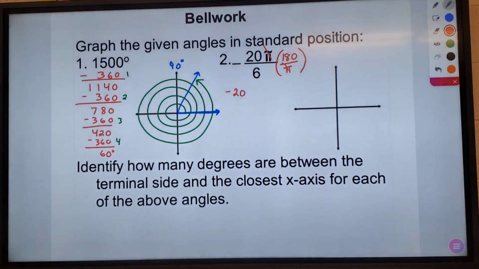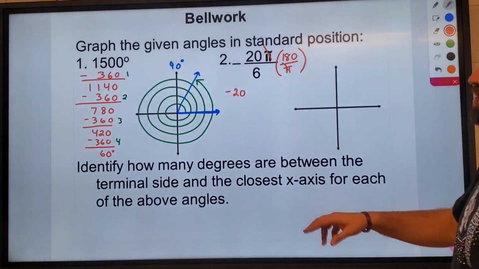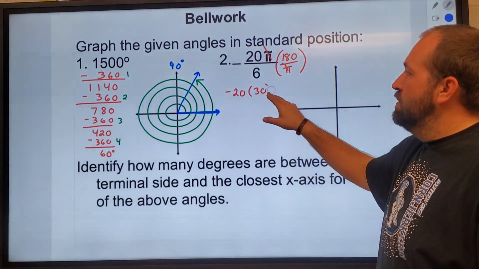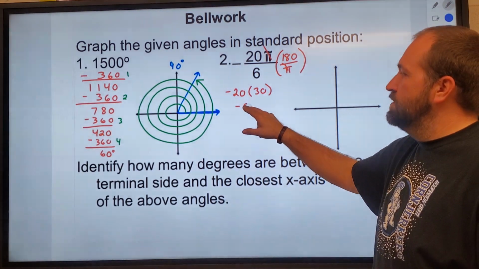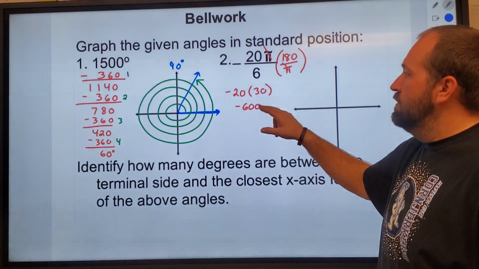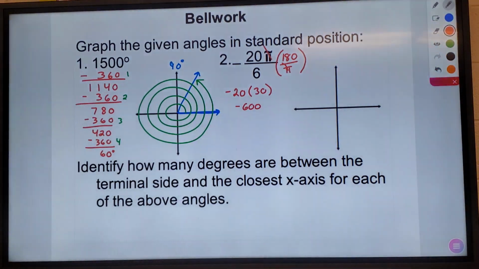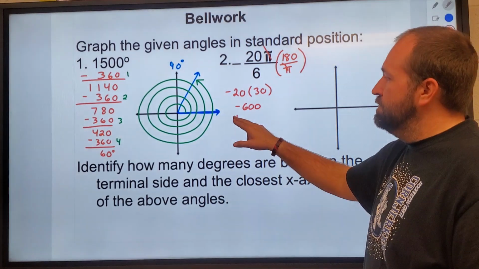So if I take 180 divided by 6, that's 30. So I have -20 times 30, which is -600 degrees. Now here, because this is negative, I'm going to add. For the purpose of adding, sometimes it might be easier if we avoid the negative and we subtract 360 and then go back and start tossing around the different signs. But here this is small enough, we're going to add 360.